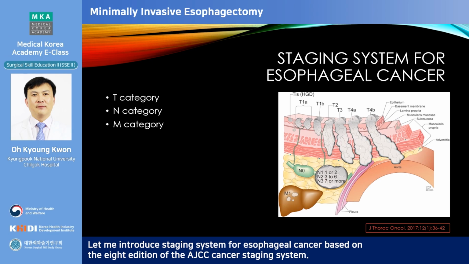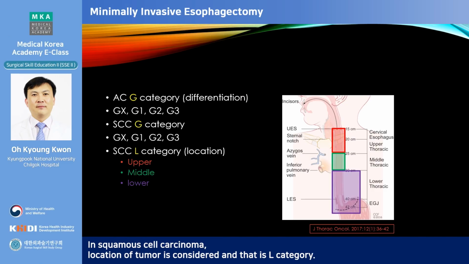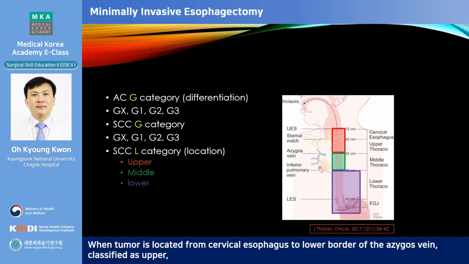Let me introduce the staging system for esophageal cancer based on the 8th edition of the AJCC cancer staging system. For clinical staging, T, N, and M categories are needed. When the tumor is located from the cervical esophagus to the lower border of the azygos vein, it is classified as upper.